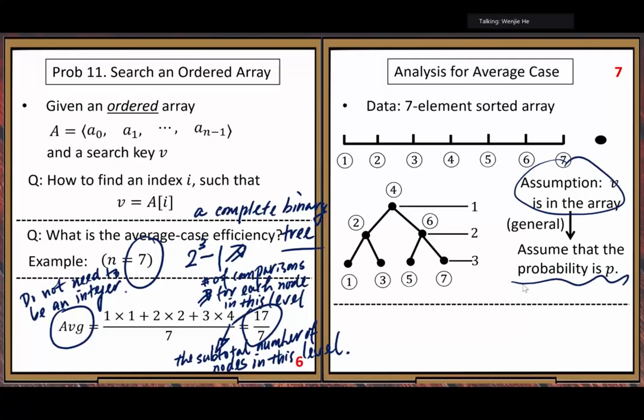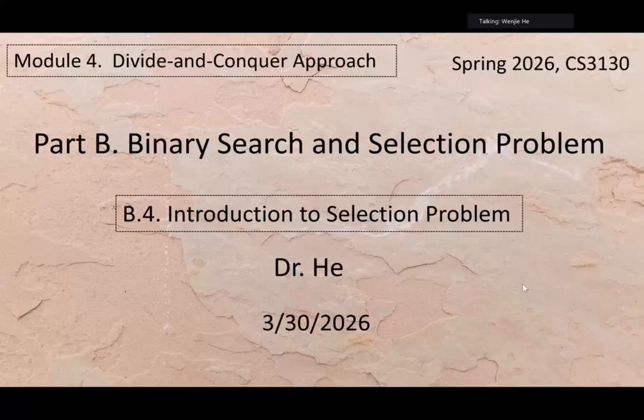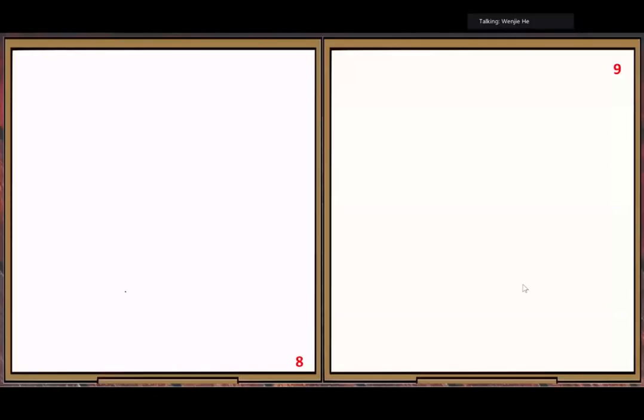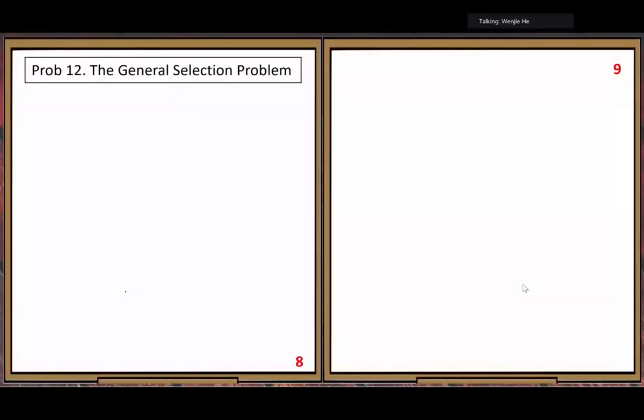Next topic: introduction to the selection problem. We need to look at the general selection problem. So we did very special selection problems: find the maximum, find the minimum, find both the maximum and the minimum. We solved those special selection problems before, but this time we want to consider the general selection problem.